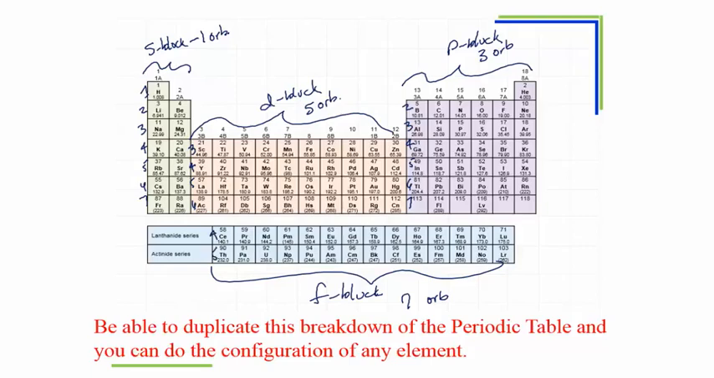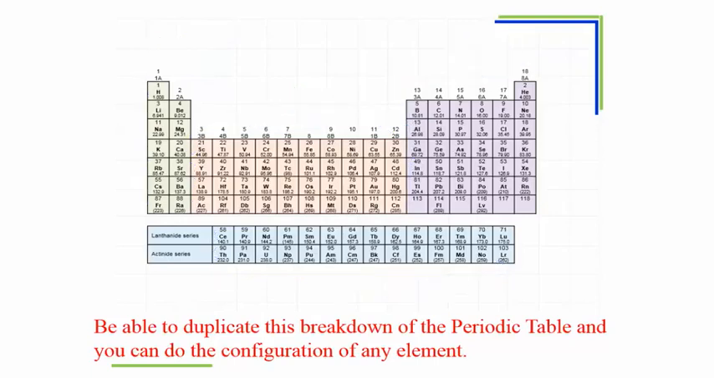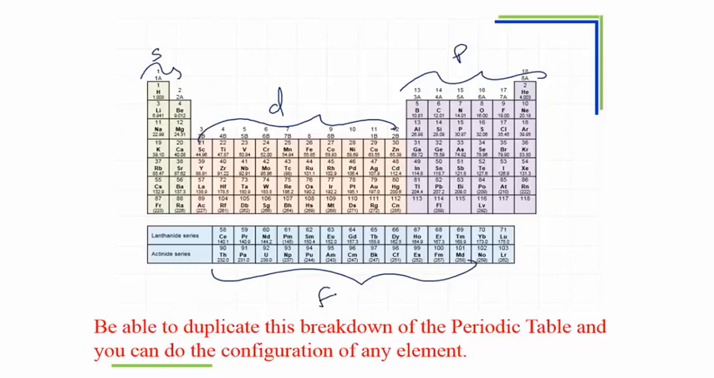Now let's do that all again, but quickly. Okay, so let's erase the whole screen and we'll start all over. This is the S, P, D, F. Number these with 1, these with 2, these with 3, and these with 4. Okay, so you can duplicate that. You can do the electron configuration of any element.